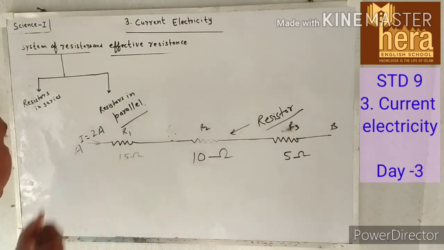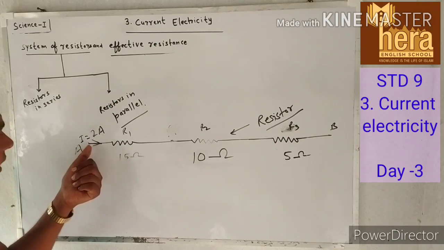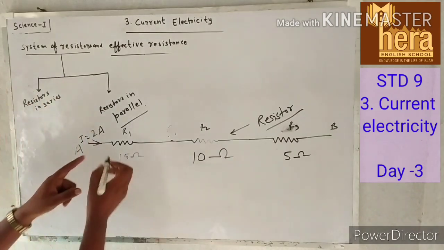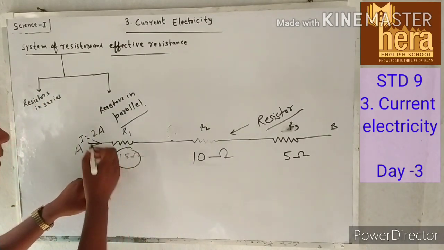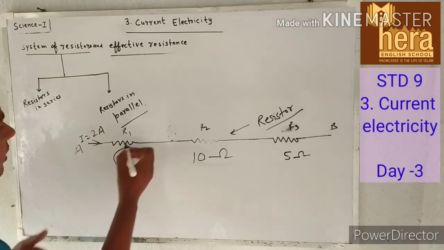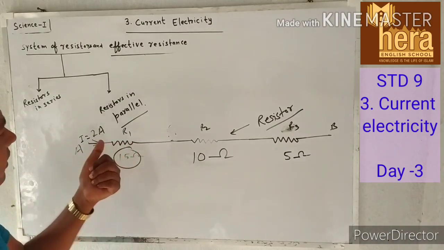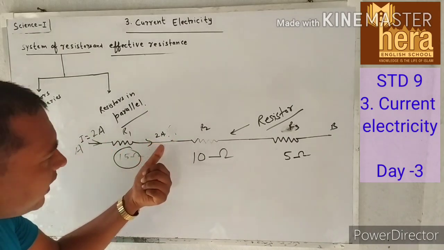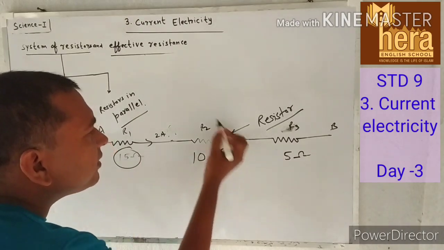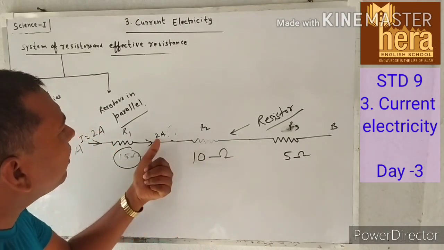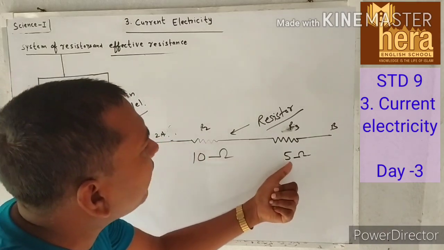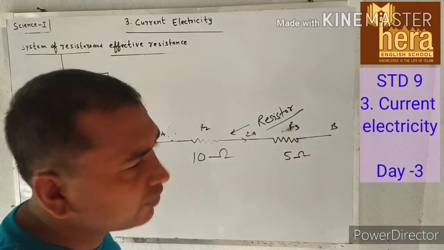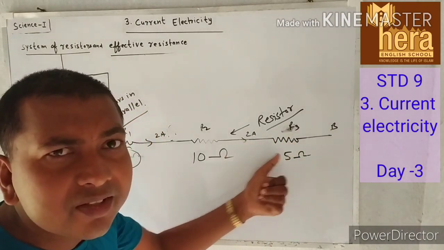If this is the direction of current, this arrow indicates that current is flowing in this direction from point A to B. So in the 15 ohm resistor, how much current is flowing? You can say 2 ampere. This current will also come here, and again in the 10 ohm resistor, how much current is flowing? 2 ampere. Again in the 5 ohm resistor, how much current is flowing? 2 ampere of current is flowing through the 5 ohm resistor.